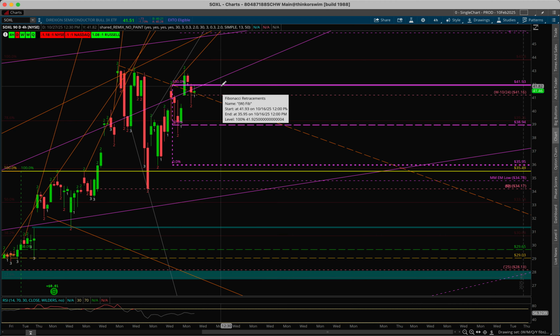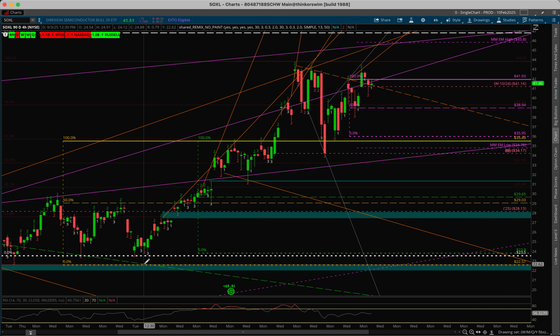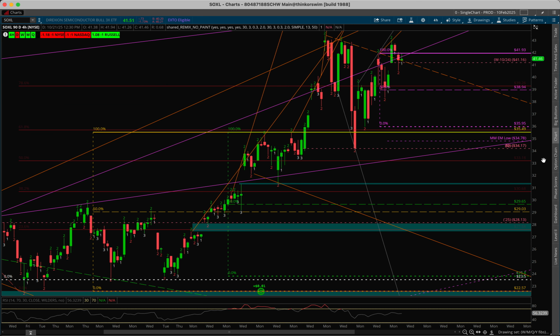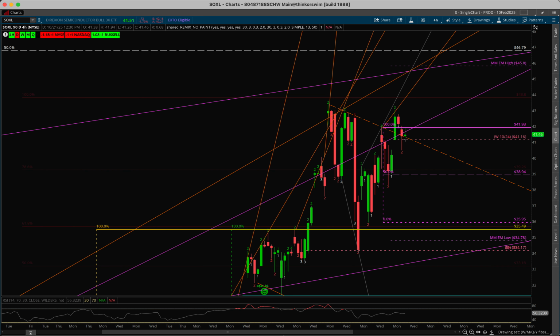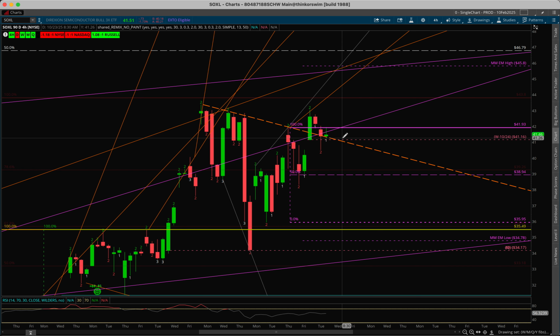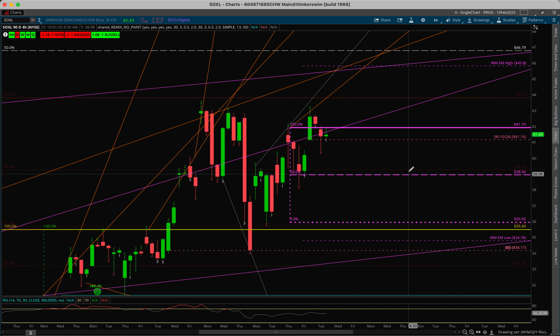So from the 1 hour perspective, we've got something that's a little tricky, I would say, right? Let me go ahead and make this a little bit bigger so everyone can see. Let's go ahead and take this out of here because it's not a true downtrend line. So we're dealing with this weekly broadening formation.